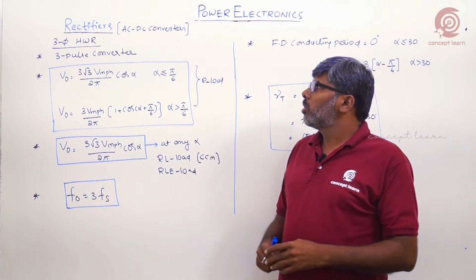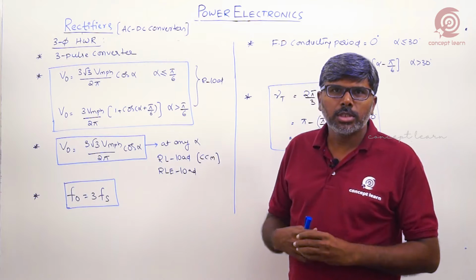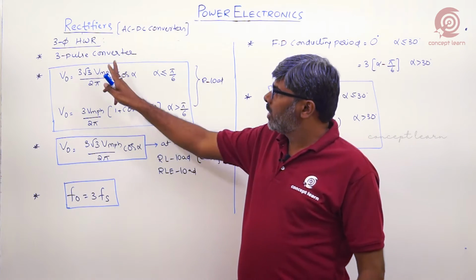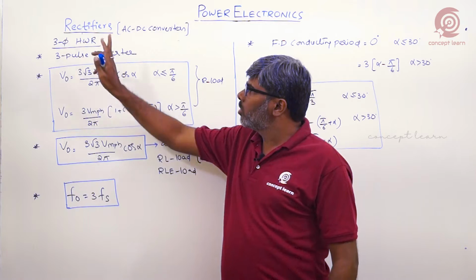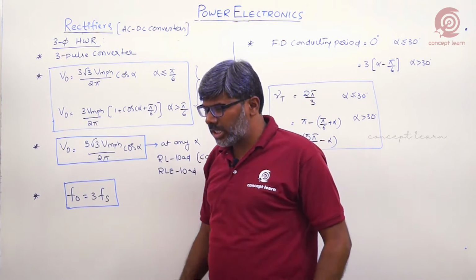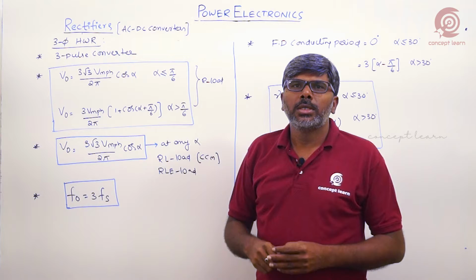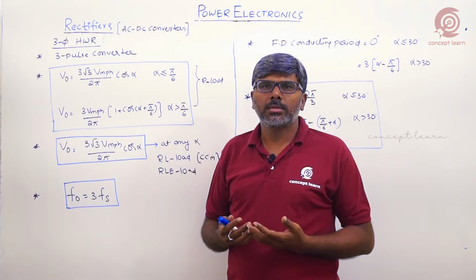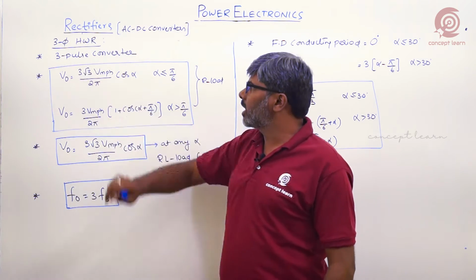So now let me talk about three-phase converters. Till now we talked about single-phase converters, right? Now coming to the three-phase, we are going to talk about a half-wave rectifier first. Three-phase half-wave rectifier is basically called a three-pulse converter. Three pulse means what? The output waveform has three pulses. So that is why it is called a three-pulse converter.